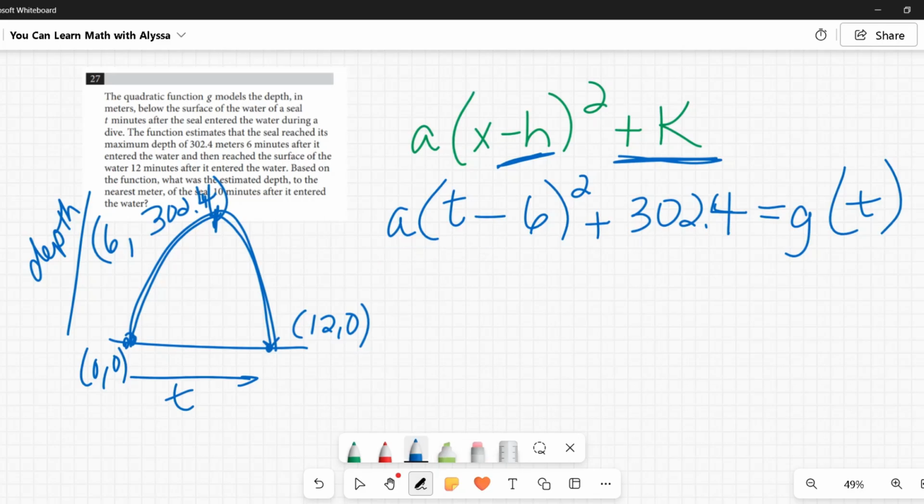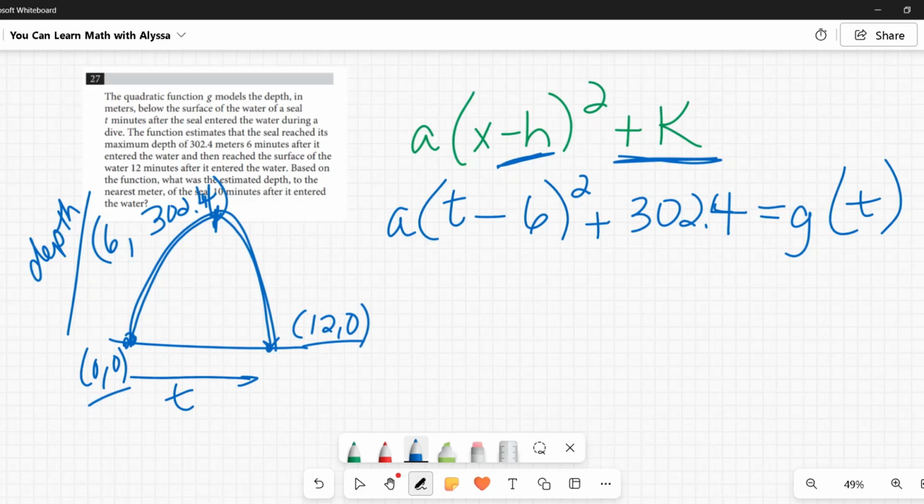Well, we have two other points. We have (0, 0), and we have (12, 0). So we know that if I am to plug either of these points into this equation, I know what I'll get. I know if I plug 12 in, I will get 0. I know if I plug 0 in, I will get 0.